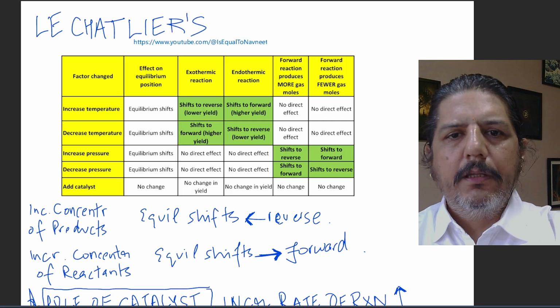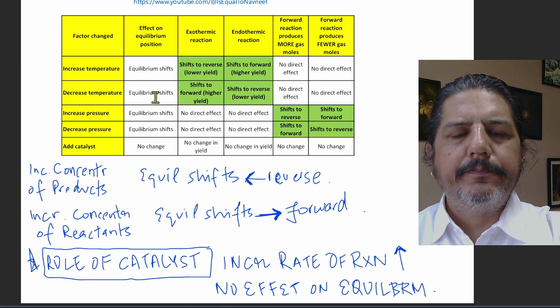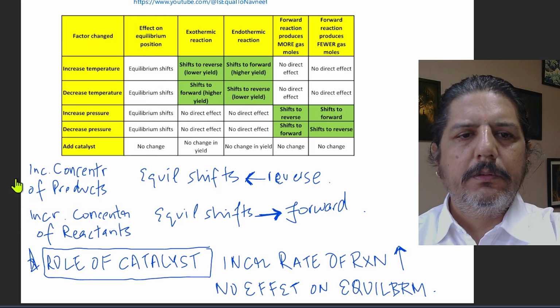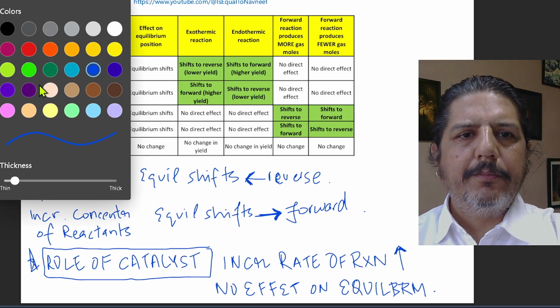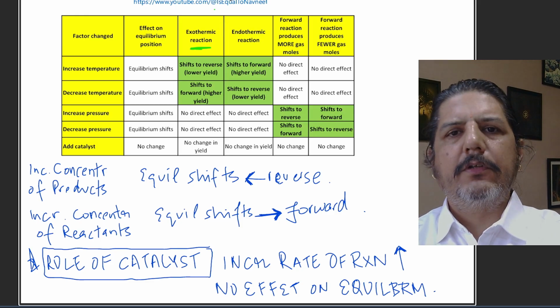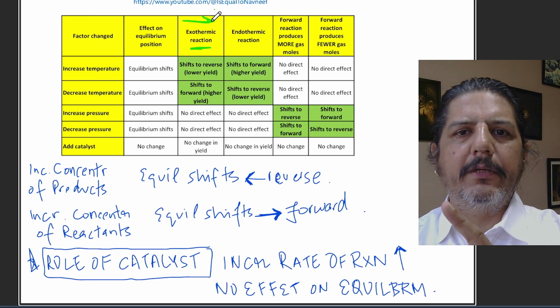And again, for your reference, I made this note where I have captured, if I have a system which in the forward direction is exothermic.